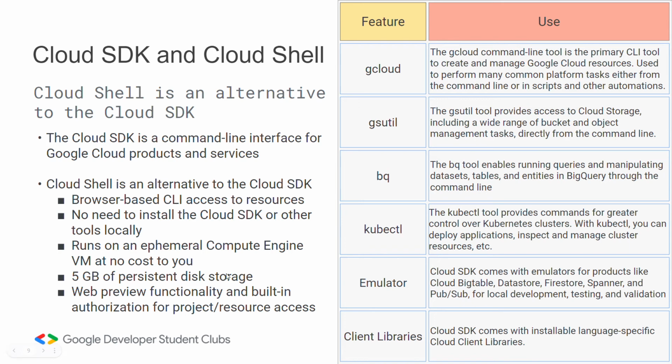And then you can get up to 5 GB of persistent disk storage. Web preview is also possible. Suppose you are hosting a web server, you can immediately have a web preview of the whole web server. Like you must have used Nginx, Apache. So these are the HTTP web servers.